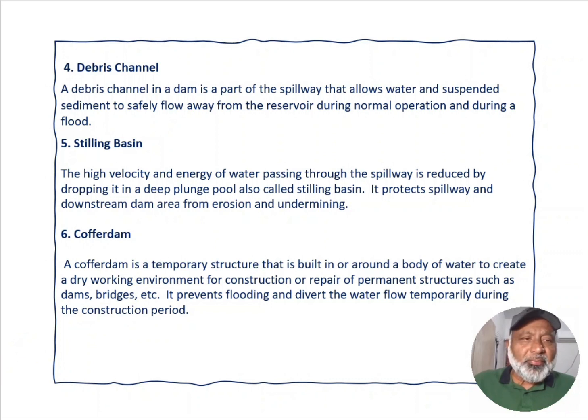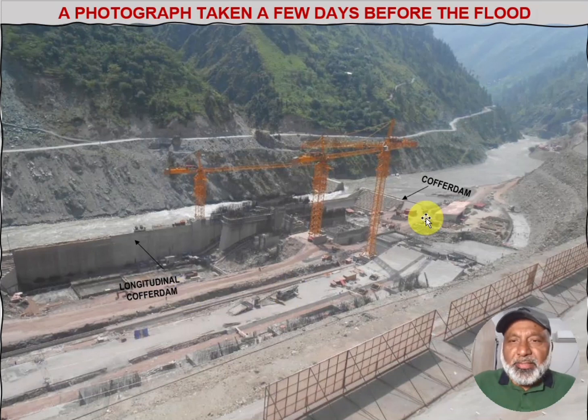I will show the picture of a cofferdam first. In this picture, you can see this is the upstream cofferdam, and water is diverted towards the right side of the river, and this is the longitudinal cofferdam. So dry site conditions have been created by diverting the water for the construction of the project.